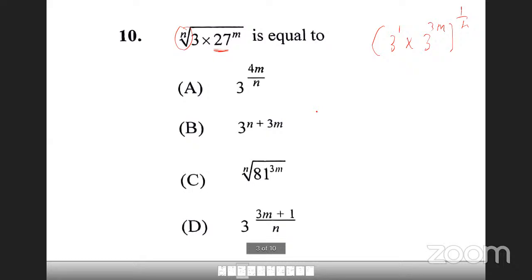What do you do with the same base, Jeremy? Same base and then multiply. What do you do? Add the powers. So it will be 3 to the 1 plus 3m, all to the power of a half. What's the next step? All over n, right? So you'll get 3 to the 1 plus 3m all over n. That answer is no.